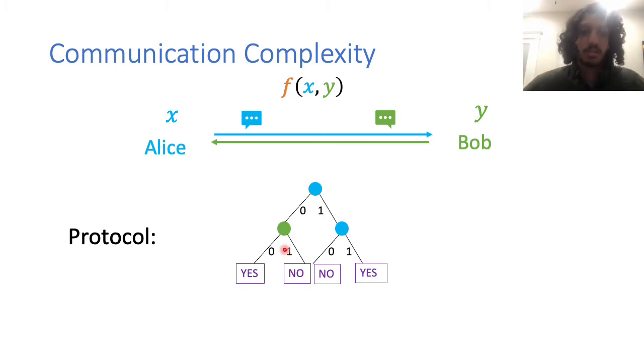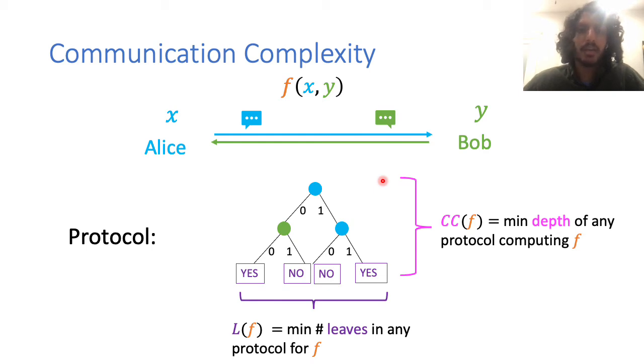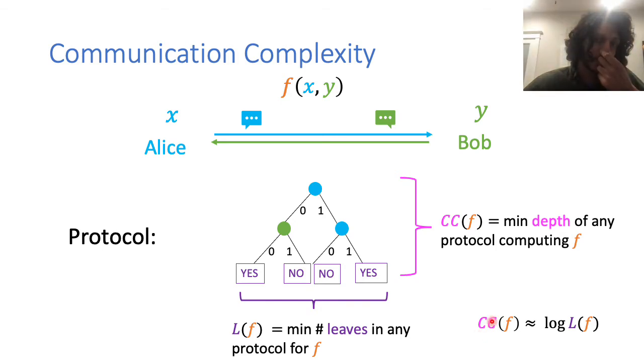For us, we'll be interested in two different size measures. One is the communication complexity of a function, which is the minimum depth of any protocol for computing f. So it's the minimum depth of this tree. But we'll also be interested in a more refined notion of size, which is leaf complexity. The leaf complexity of a function f is the minimum number of leaves in any protocol for f. It turns out that these two quantities are very closely related. The communication complexity of f and the leaf complexity of f are basically the same up to a logarithm, by doing some rebalancing. But I won't get into the details of that.